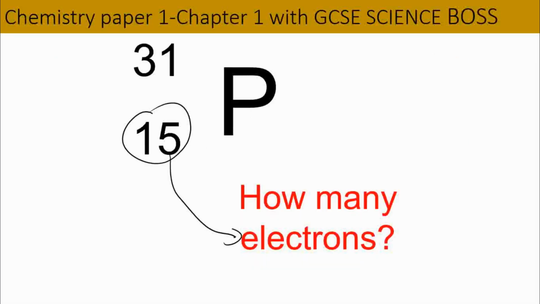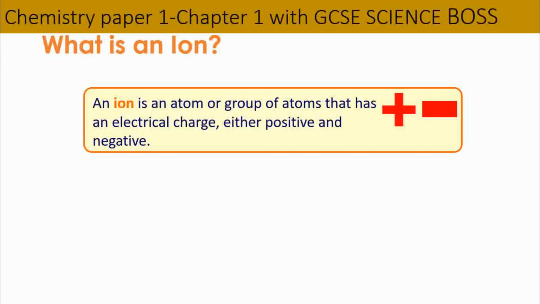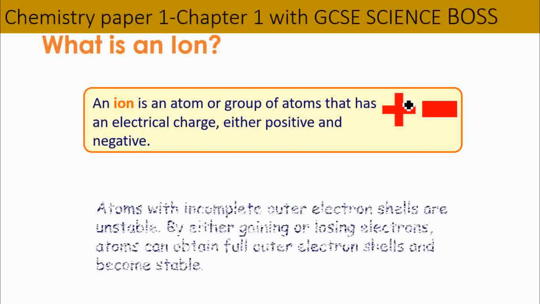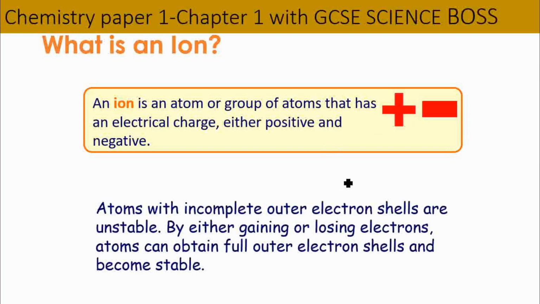Too easy, okay? Good. Now, here's another term that you need to know for this chapter, an ion. Now, an ion is an atom or group of atoms, and they have a positive or a negative charge, okay? Now, how is it that they get that positive or negative charge? They get that because they have an incomplete outer shell and they're not stable. Key thing. And they can gain stability by gaining or losing electrons, okay? That's how they become stable.